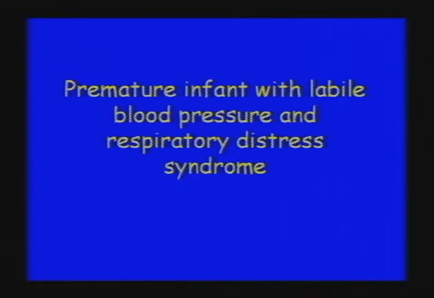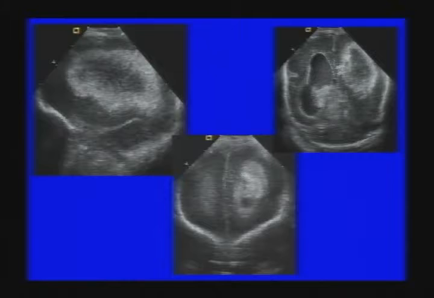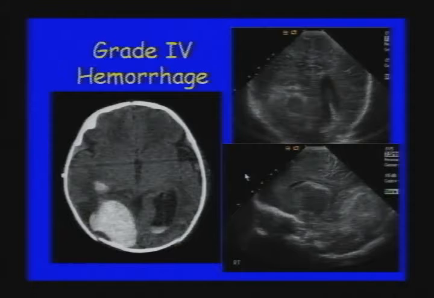The next case is a premature infant with labile blood pressure and respiratory distress syndrome. On this head ultrasound, you can see that there's a large area of hyperechogenicity surrounding and affecting and causing mass effect on the left lateral ventricle. In addition, you can see that there's increased echogenicity in the right lateral ventricle, and the ventricle is dilated. Over the frontal region, you can see again this abnormal increased echogenicity in the parenchyma of the left frontal lobe. This is a grade 4 hemorrhage.